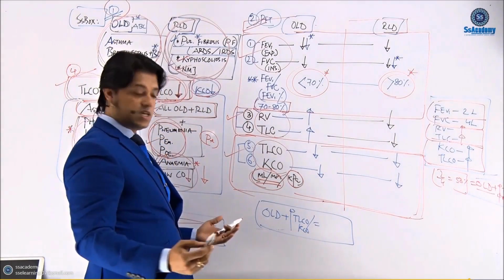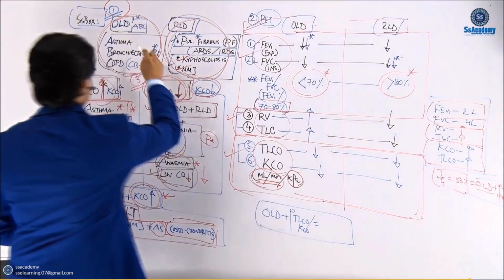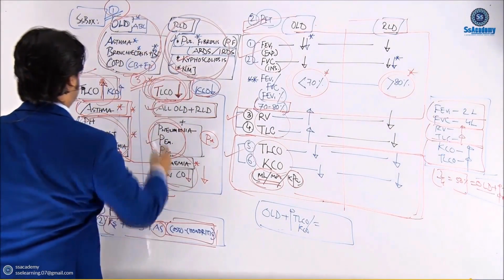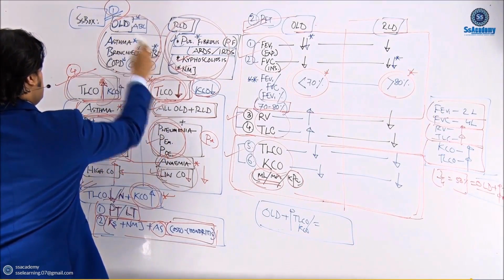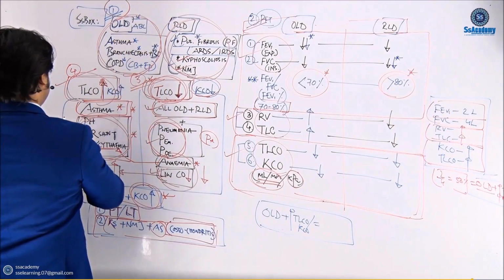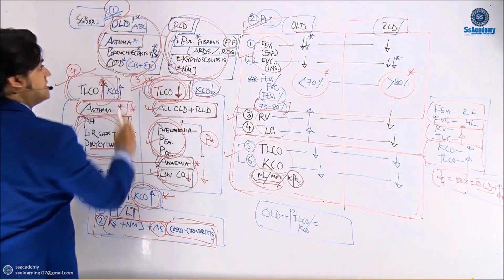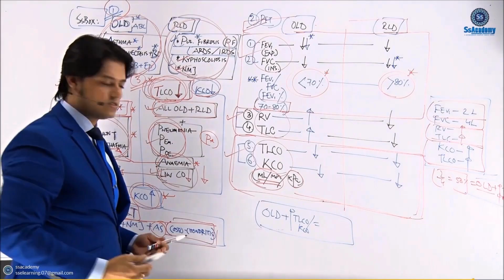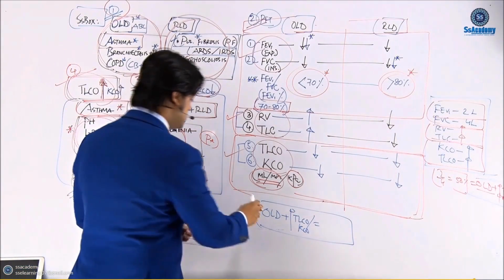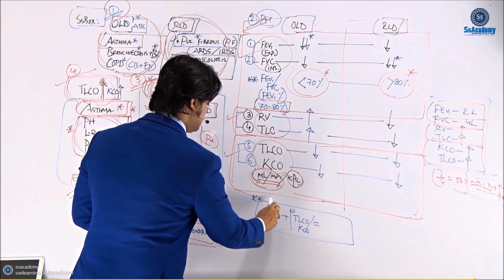Diagnosis: everybody can understand. Obstructive lung diseases: asthma, bronchiectasis, bronchiolitis obliterans, and COPD. Among all these diseases, TLCO and KCO are reduced, but only in asthma are TLCO and KCO increased. So OLD with raised TLCO and KCO. Remember, this box is a tremendously important box, my dear.